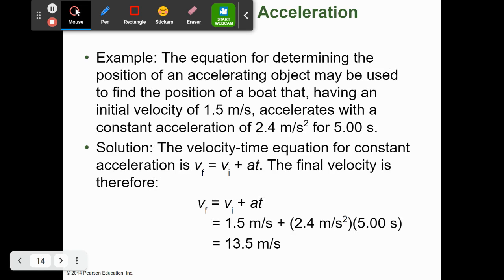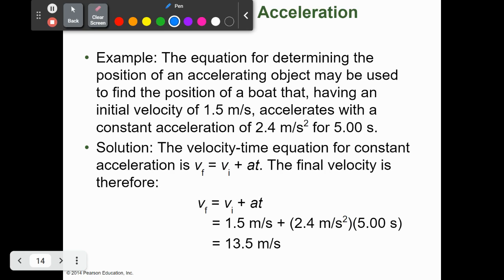So here's an example, and then you'll have the rest of the time to do your work. The equation for determining the position of an accelerating object may be used to find the position of a boat having an initial velocity of 1.5 meters per second, that accelerates with a constant acceleration of 2.4 meters per second squared for 5 seconds. So when you're reading these problems, you've got to figure out what am I looking for and what do I have.